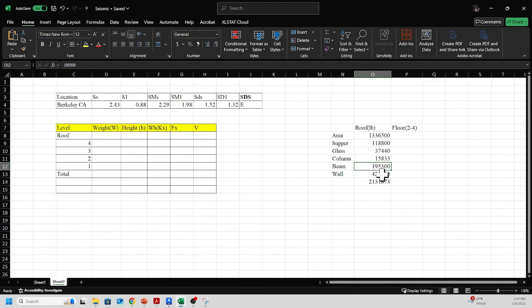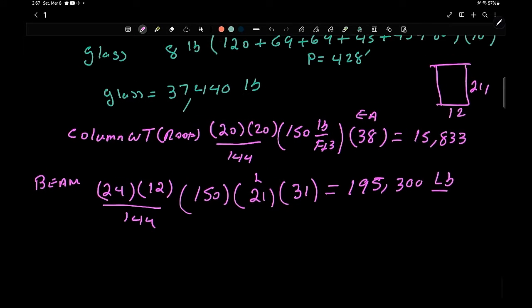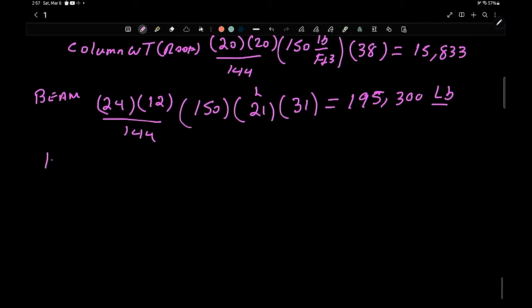So let's put a wall around the building, and the wall weight is going to be 8-inch concrete.